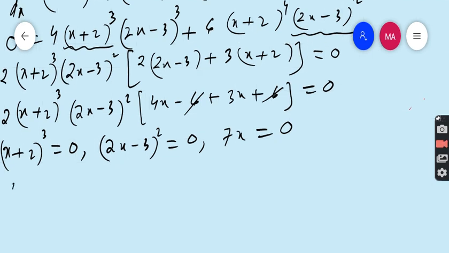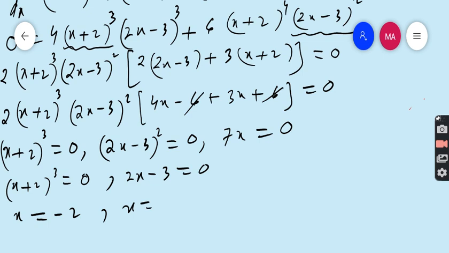Now taking one by one, x plus 2 whole cube is equals to 0. 3 must go to the other side, it will vanish and x is equals to minus 2. Similarly, 2 is the square goes to the other side, it will vanish. So 2x minus 3 is equals to 0. Then x is equals to minus 3 upon 2 becomes plus 3 upon 2. X is equals to 1.5.